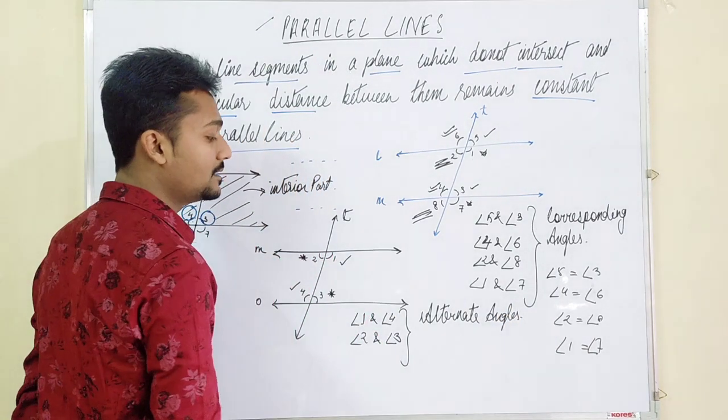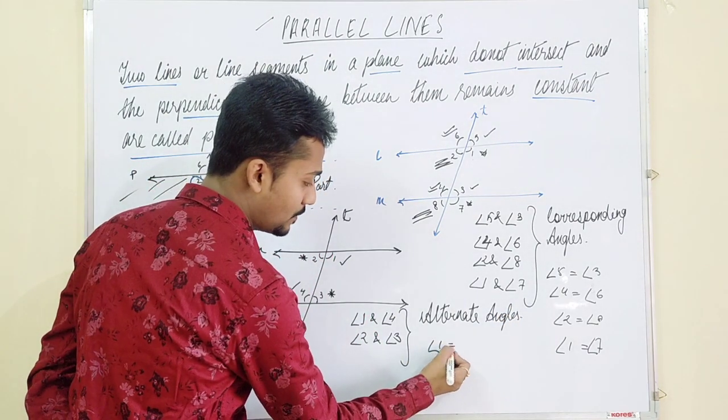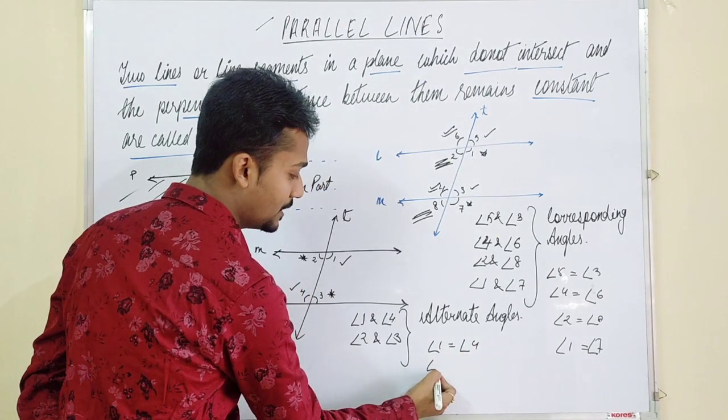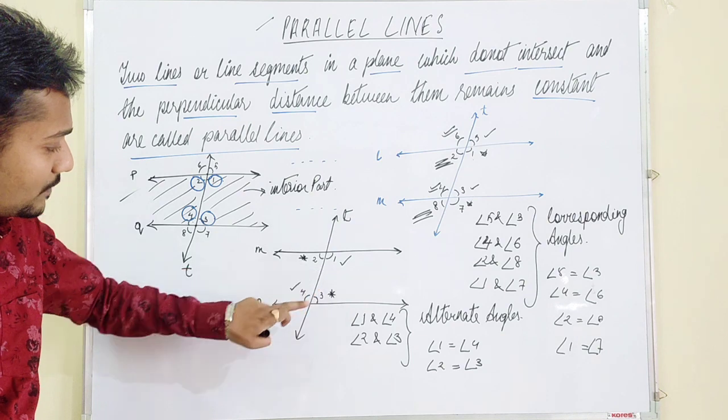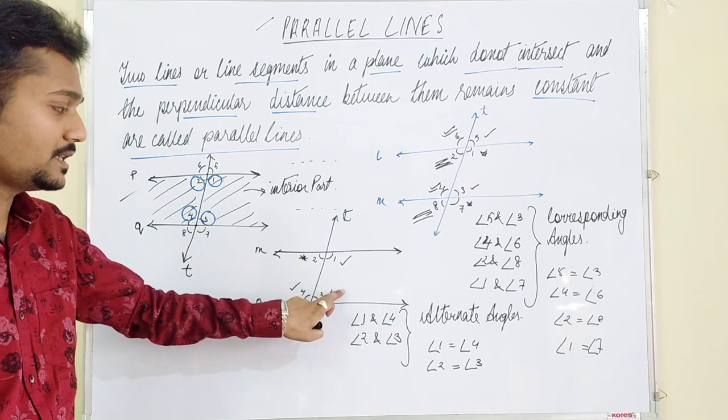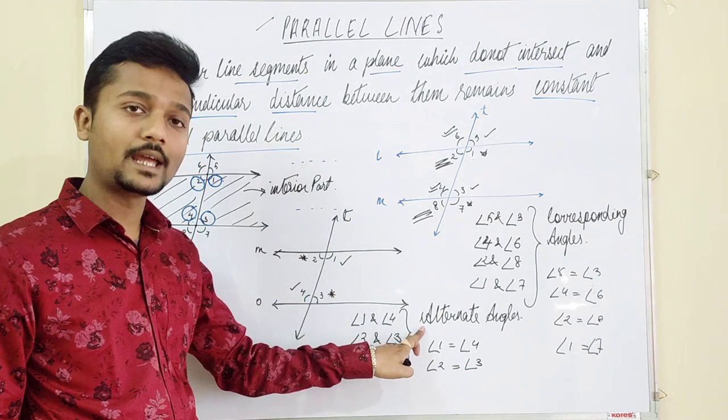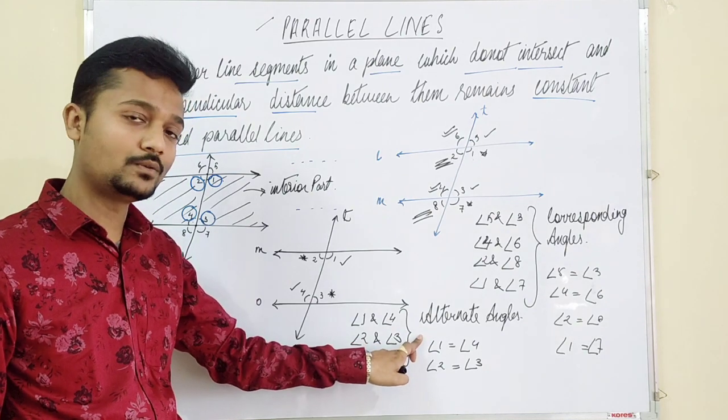And alternate angles are equal. Angle 1 is equal to angle 4, angle 2 is equal to angle 3. That means 1 is equal to 4, 2 is equal to 3. Why? They are alternate angles and alternate angles are equal to one another.